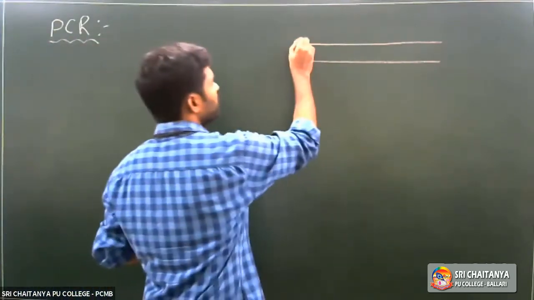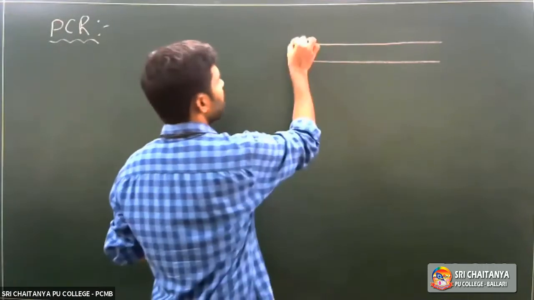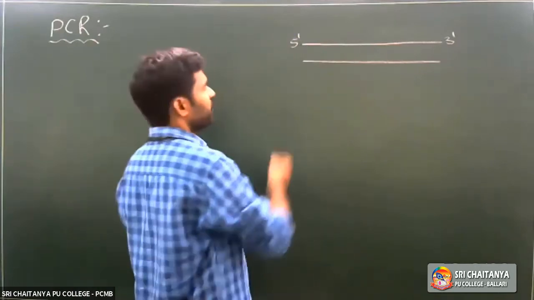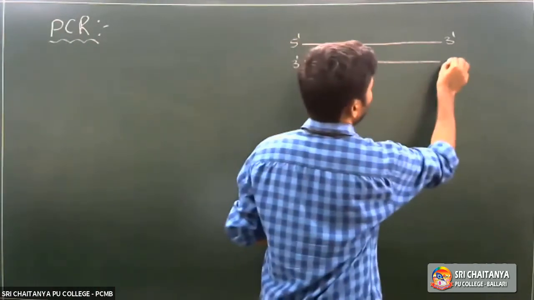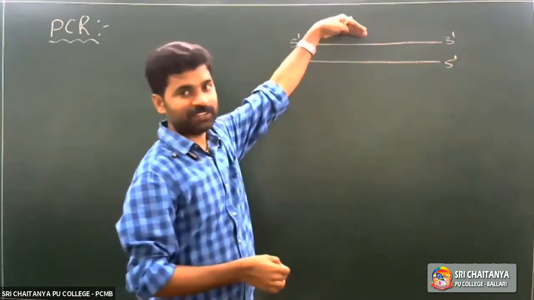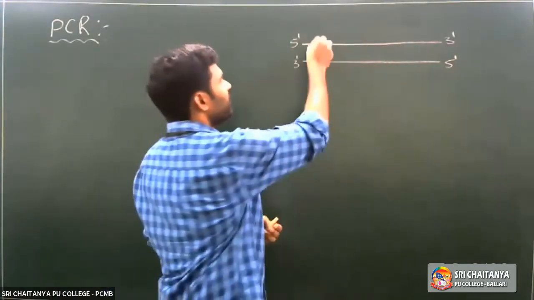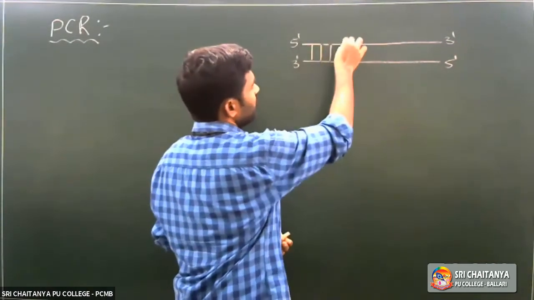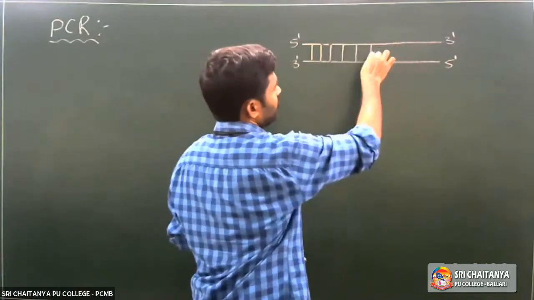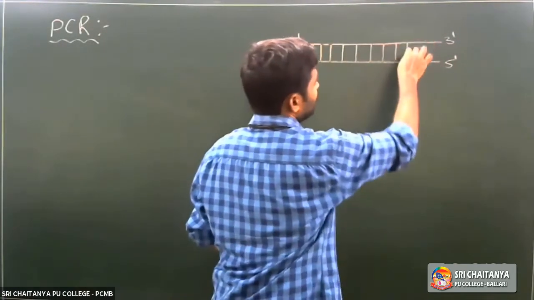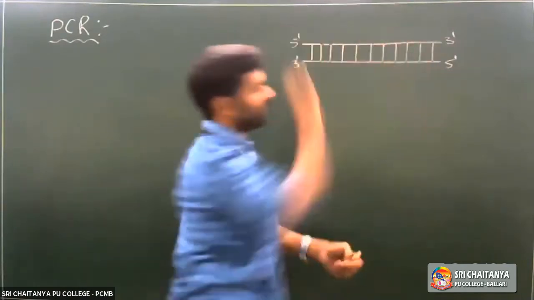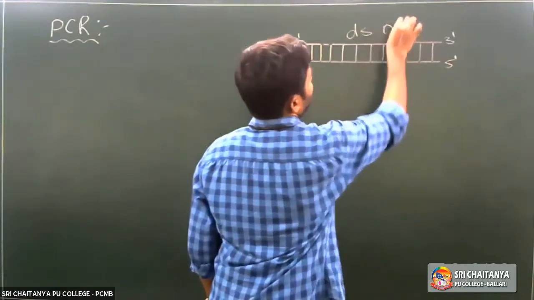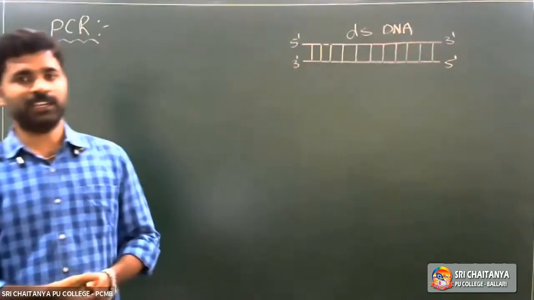Right. So what is the direction of this double stranded DNA? Imagine it is the 5' end and it is the 3' end. And what about this 3' end and 5' end? It is one template strand, it is another template strand. In between these two strands, hydrogen bonds are located. Imagine these are hydrogen bonds. The two strands are held with each other by the hydrogen bonds. So we call it dsDNA. dsDNA means double stranded DNA.